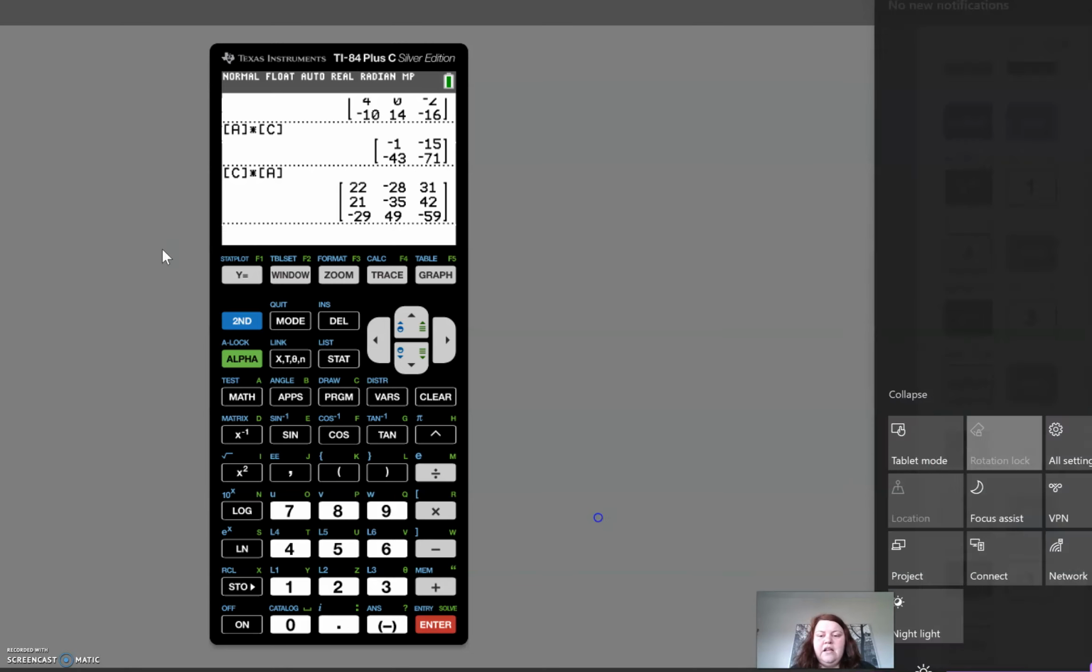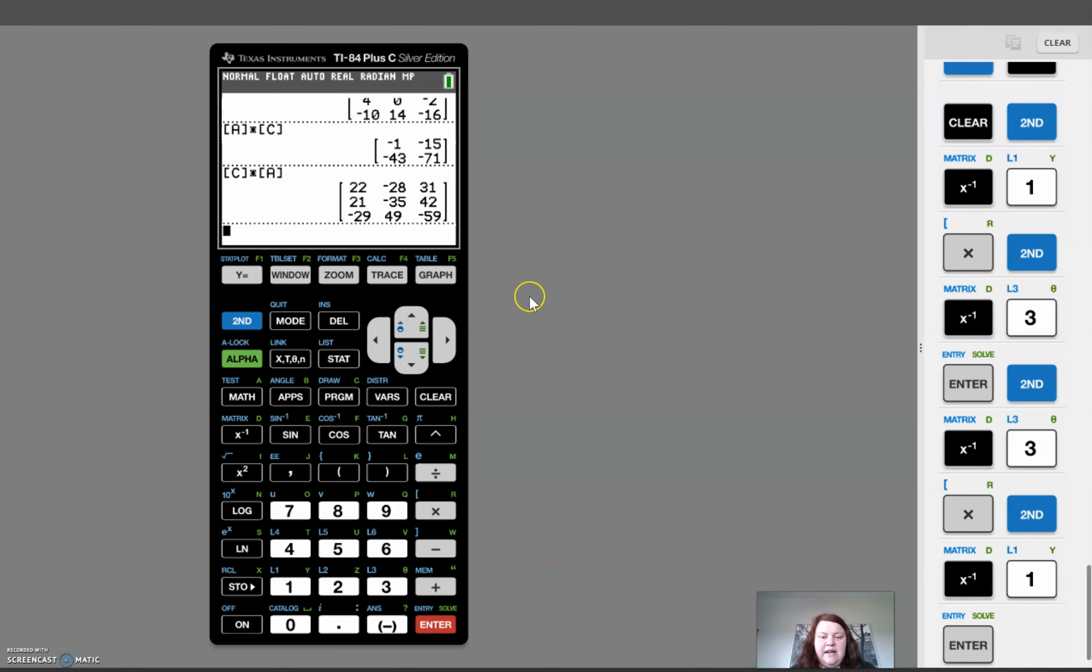Okay, so next up, we're finished with our lesson for the day. So our adding, subtracting, and multiplying our matrices. Tomorrow we're going to use our matrices to solve systems of equations.